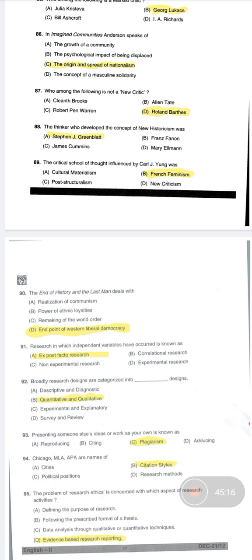Question number 88. The thinker who developed the concept of New Historicism was Stephen J. Greenblatt. Who developed the concept of New Historicism? Stephen J. Greenblatt. Okay. Question number 89. The critique school of thought influenced by Carl G. Jung was French feminism. Right answer is French feminism.